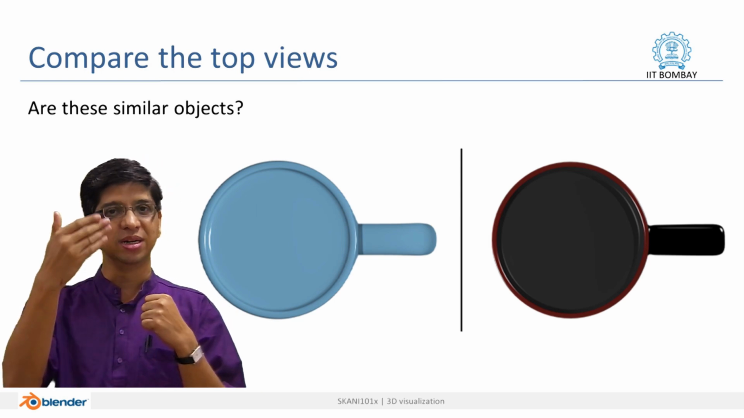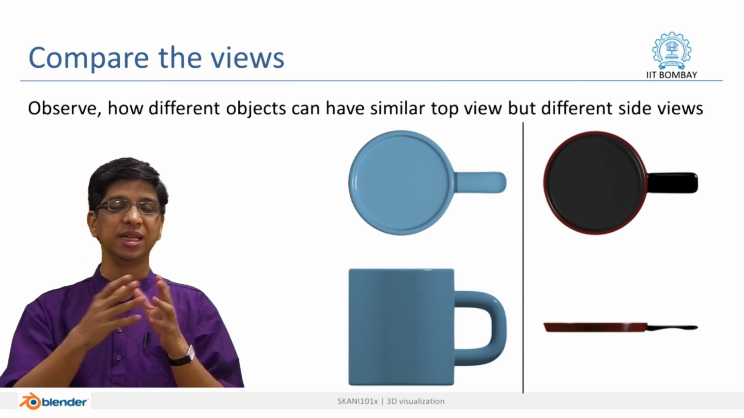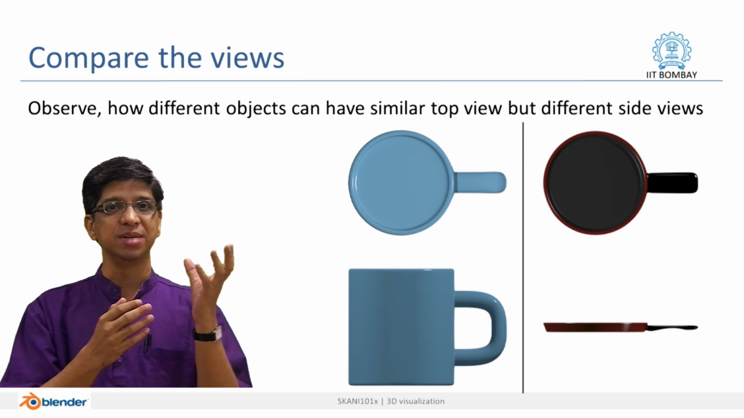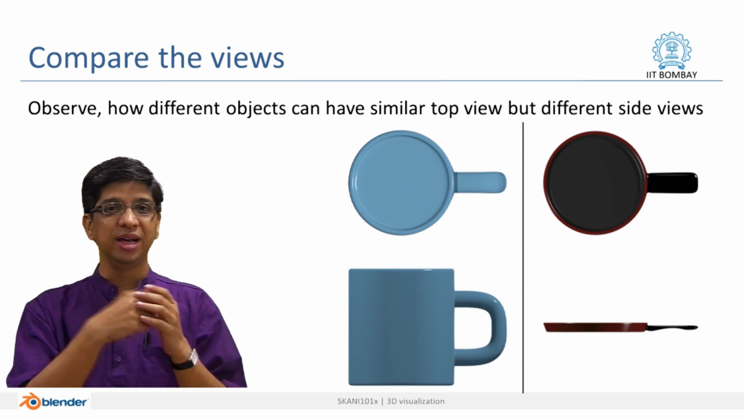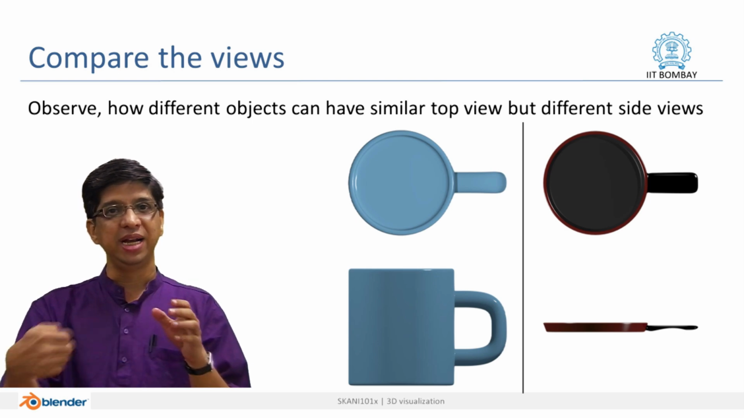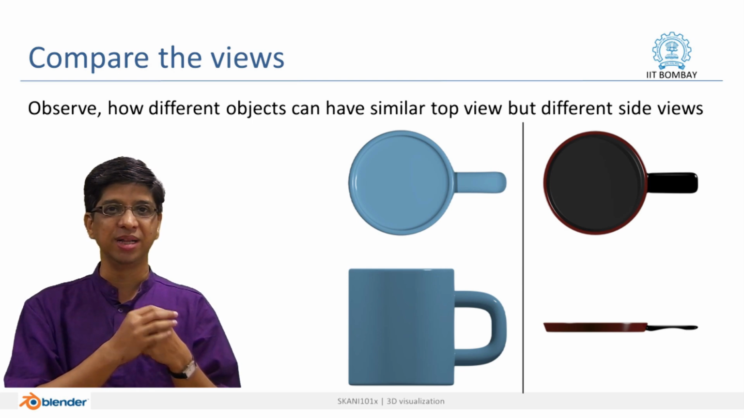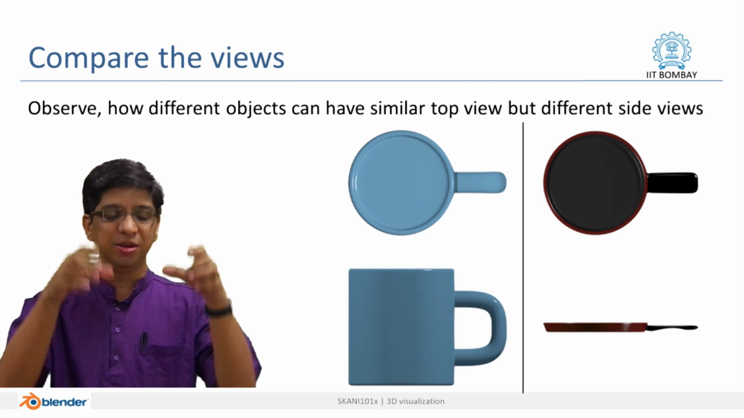But the moment we see the side view or the frontal view of these objects, you will see that they are quite different. One of them is a mug or a jug you use for drinking chai or coffee, and the other one is a pan with a handle which is used probably for making dosas and chapatis and other food items. They look exactly the same from the top. They have a different shape when you look at them from other sides. Let me give one more example.